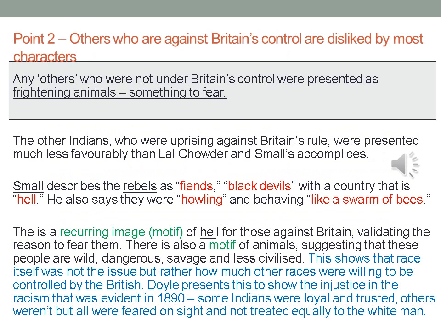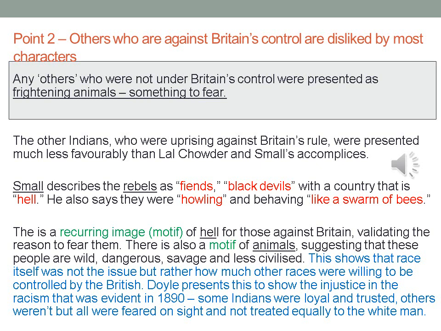Now, the second point that you need to consider when discussing the other characters is actually, as we've just said, those that are part of the British Empire and who are happy to be part of the British Empire are presented quite favourably, but those who are against British control are the most disliked characters. So anyone that fought against Britain's control were presented as being almost frightening animals or something for society to fear.